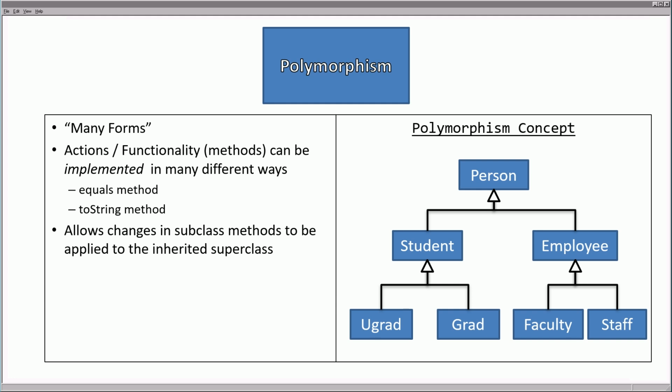Now another way to think about that is polymorphism is many forms. Actions or functionality, in other words methods, can be implemented in many different ways. As we saw before, the .equals method and the toString method were implemented differently for each one of the different types. This also allows changes in the subclass's methods to be applied to the inherited superclasses.